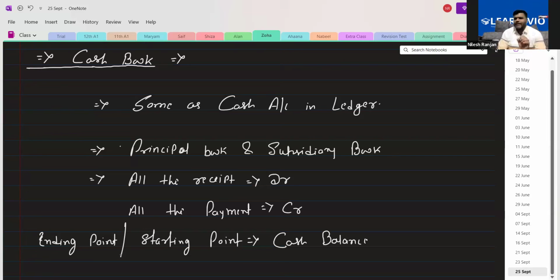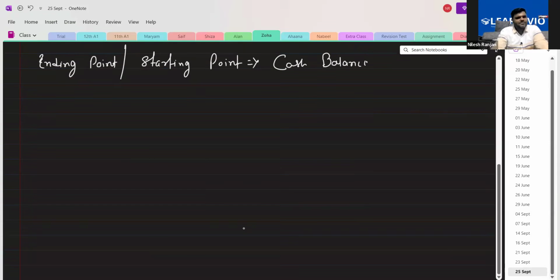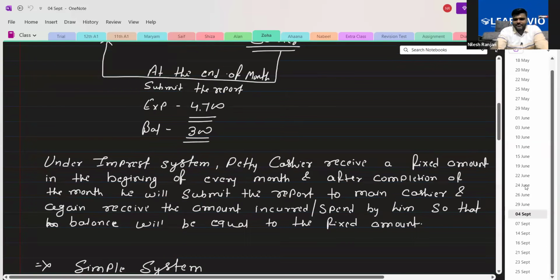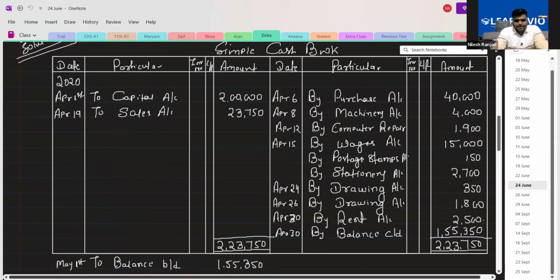Now, tell me, I know where you have the confusion, like contra entry, I think. Yeah, especially contra entry and how to make the balance. That is the place where I'm getting the most confused. How to make the balance in single column cash book? Single column and double column, both of them. Yes, this is a simple cash book.